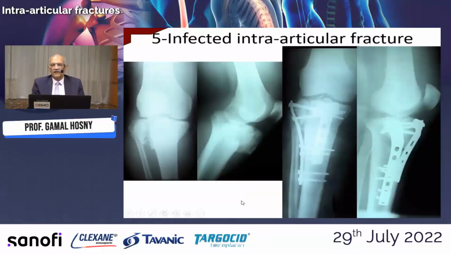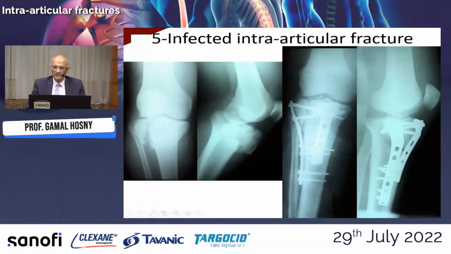Infected intra-articular fractures. This is a real problem. What's going to happen if you do open reduction, internal fixation, and you have infection of the plates? The rule and the conventional teaching is if you have stable internal fixation, in such a case, you have to do debridement once, twice, and many times. And this is exactly what happened in this patient.